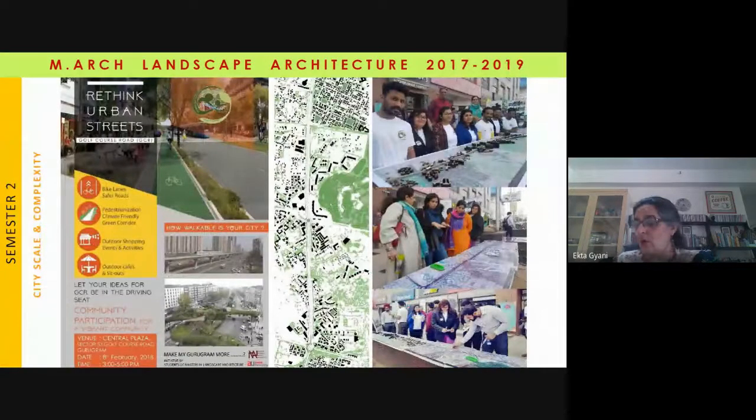Semester 2, we go on from the site-specific scale to a city-specific scale. So our city scale and complexity increases. And we do our second semester design with the community. We ask the community what will make the city a better city for them. So these are all vignettes of our participatory design studio.